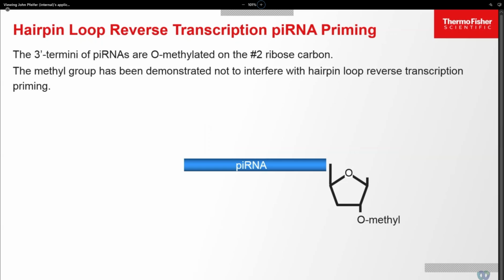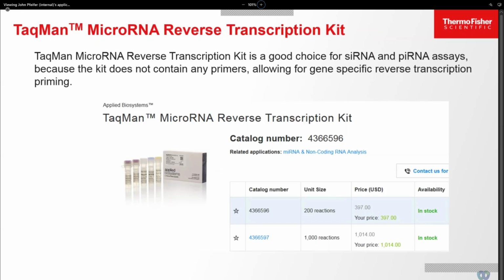Some of you may know that piRNAs have on their 3' end an O-methylated number 2 ribose carbon. Good news here is that this O-methylation does not interfere with the reverse transcription hairpin loop primer. And again, for these types of experiments, the piRNA, where you have the custom TaqMan small RNA assay, we'd recommend the TaqMan microRNA Reverse Transcription Kit, just like we do with microRNA.